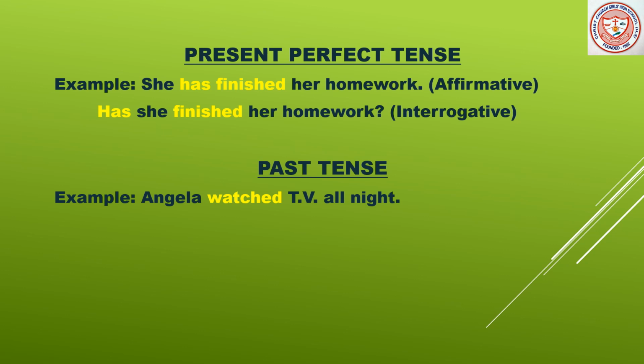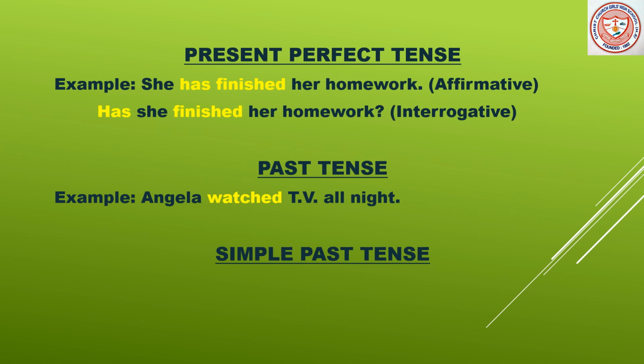So, we all know that we can classify past tense into four categories. What is the first type? The first type is simple past tense. Simple past tense or past indefinite tense is used to denote an action completed in the past or past habit.